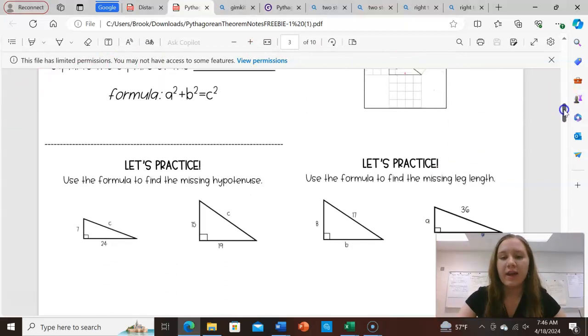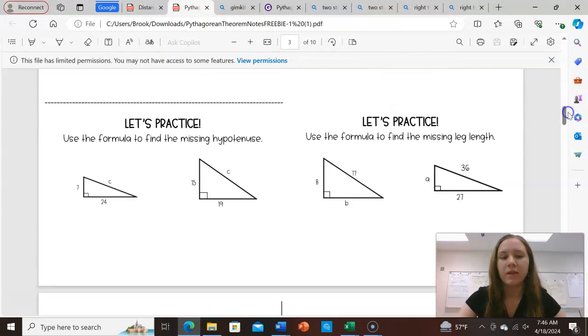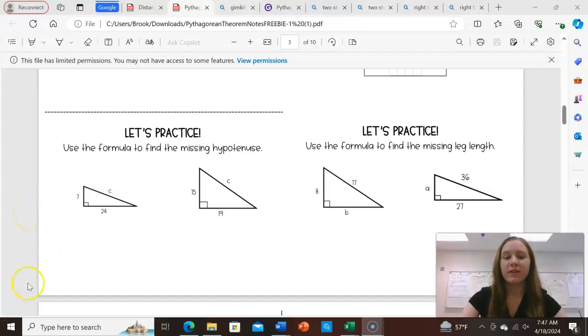Let's take a look at some practice problems. I would like for you to pause this video and go ahead and practice the first two problems on the left-hand side where it says use the formula to find the missing hypotenuse. Using the method we discussed, you should have gotten 25 as your hypotenuse for the first question and 24 and 2/10 for the hypotenuse on the second question.